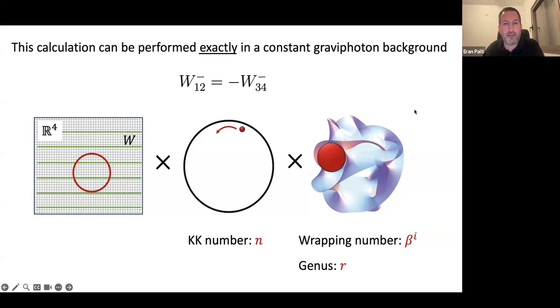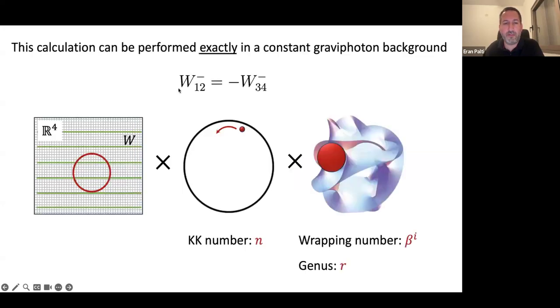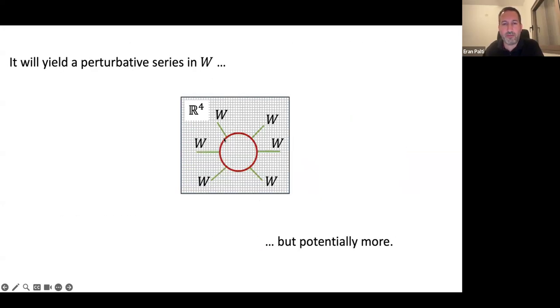All right. So what will this give us? Well, one thing it will give us, in the effective action, is a perturbative series in the graviphoton field strength, because we're going to be integrating out diagrams like this, with any number of W's. So from this graviphoton background, we can have insertions of the graviphoton, as many as we wish. But we might get even more. And that's essentially the point of the talk. I'll talk about that.